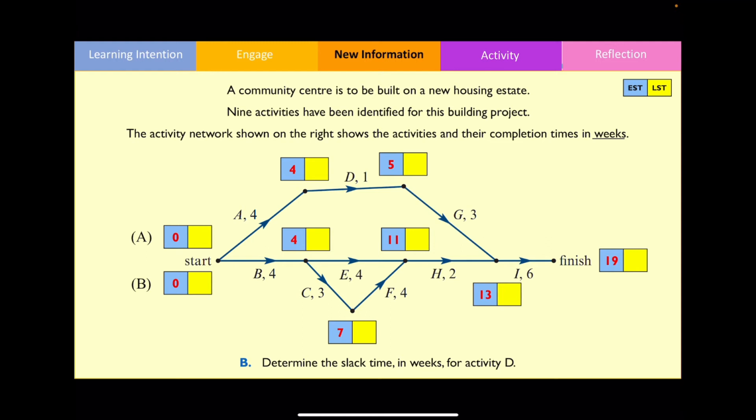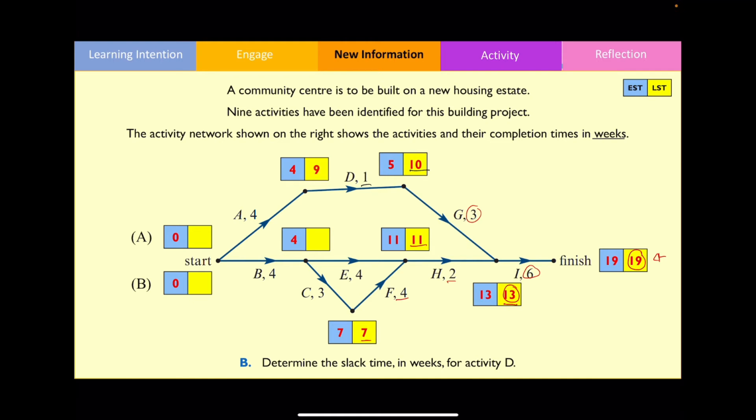In this case, the latest starting time is going to equal the earliest starting time, which is why I'll put 19 in this box here. The latest starting time of activity I can be found by going 19 minus 6, which is equal to 13. The latest starting time of activity G is 13 minus 3, which equals 10. The latest starting time of activity H is 13 minus 2, which equals 11. The latest starting time of activity F is 11 minus 4, which equals 7. The latest starting time of activity D is 10 minus 1, which equals 9.